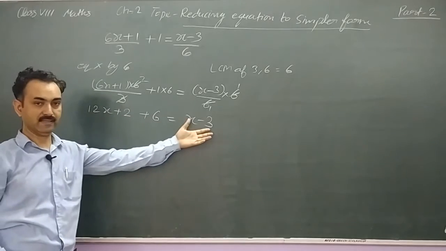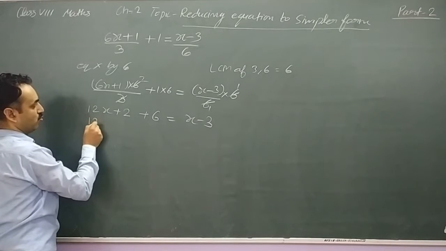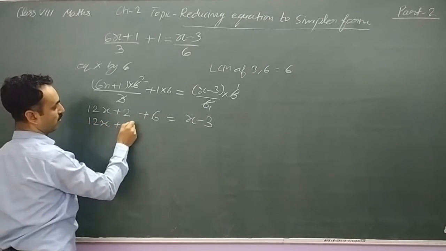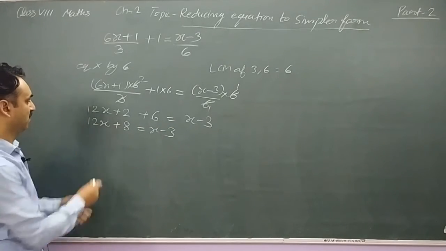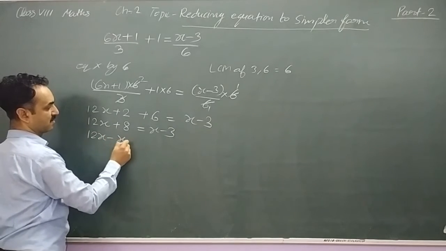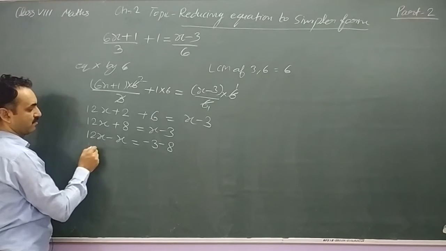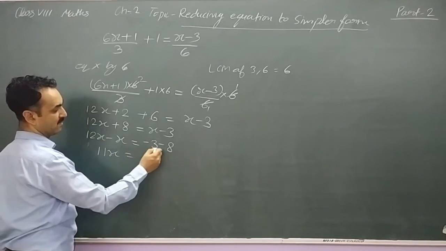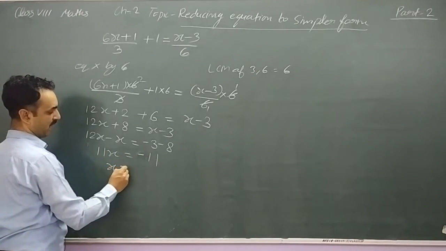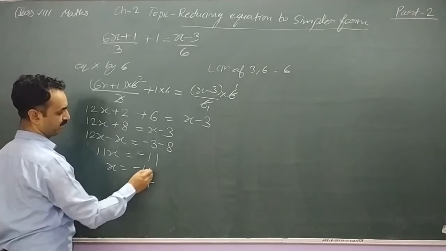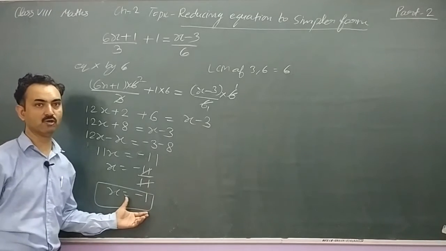So you can see here this equation has now become simpler. Let's simplify more. 12x plus 6 plus 2 is 8, equals to x minus 3, and now we will solve this equation. 12x minus x is equals to minus 3 minus 8. 12x minus x is 11x, and minus 3 and minus 8 is minus 11. So x equals to minus 11 upon 11. So x equals to minus 1. So x equals to minus 1 is the solution.